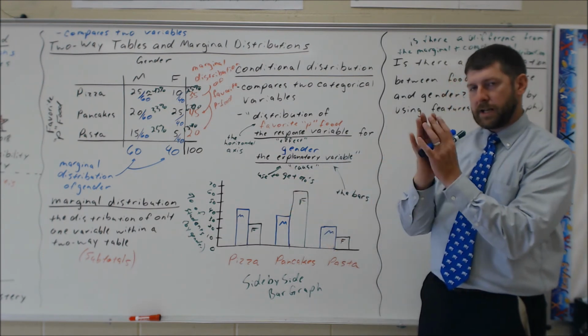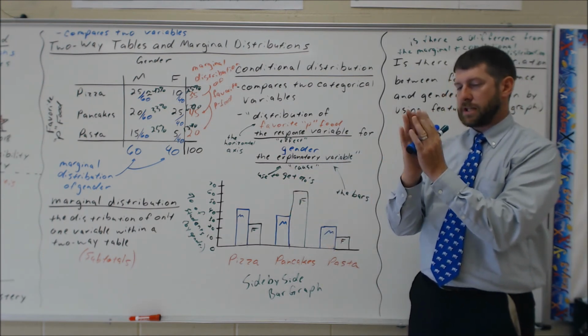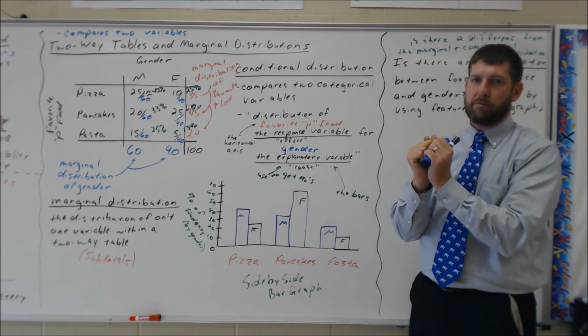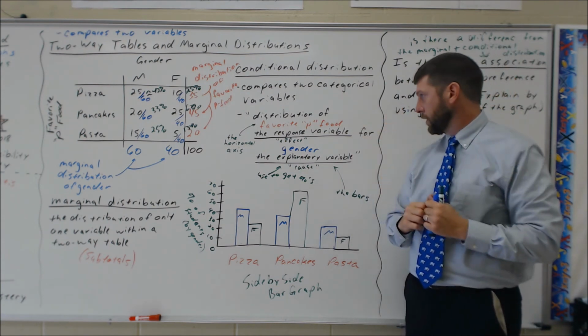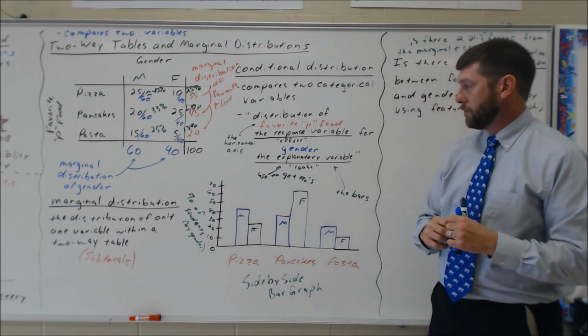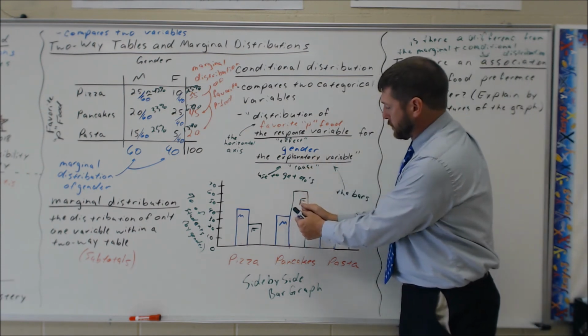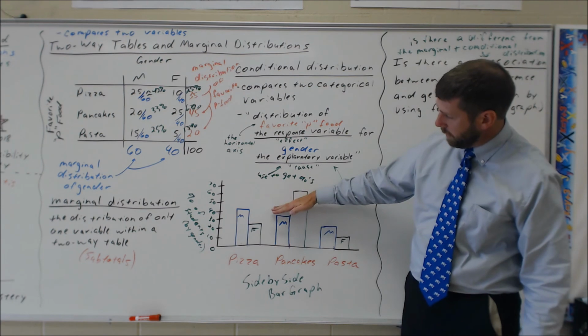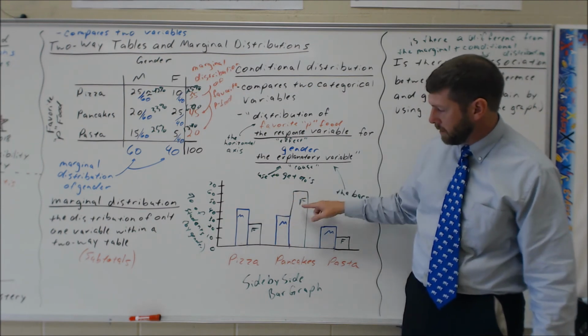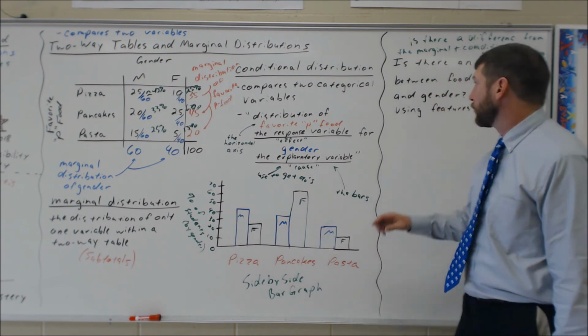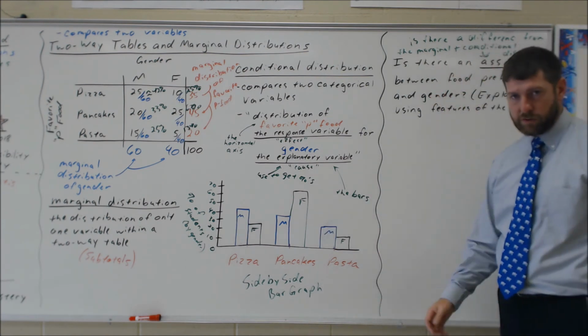So if we're looking at a side-by-side graph, and the bars in the subgroups look like the bars for the total group, the total sample, then there's no difference. But if the bars are different, that means it was at 45% when I looked at just students, but when I separated them into male and female, something changed. So that indicates there is some type of association there.